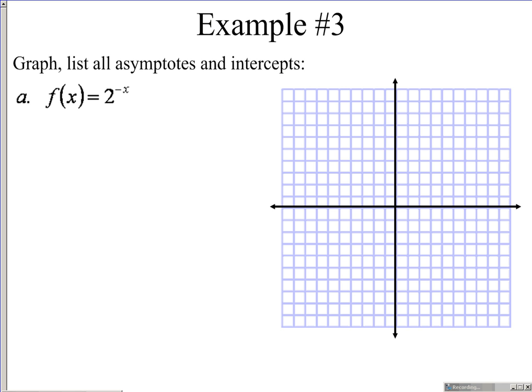Example 3, letter A. Horizontal asymptote. Again, any exponential all by itself gets closer and closer to 0. Y is getting closer to 0. X-intercept. Once again, there is none.